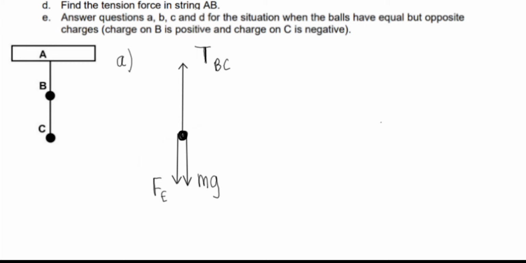Okay, that is our free body diagram. We know all three of those forces should cancel out and give us an acceleration of 0 because it's suspended from the string. It's in equilibrium. That's part A. Good. Once you have that, we can now try to go to part B, which is to actually find the tension force in string BC.